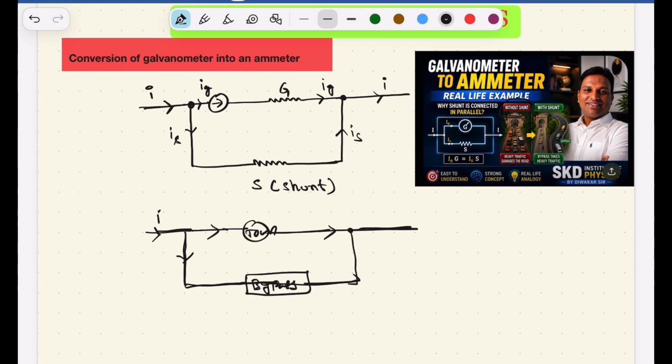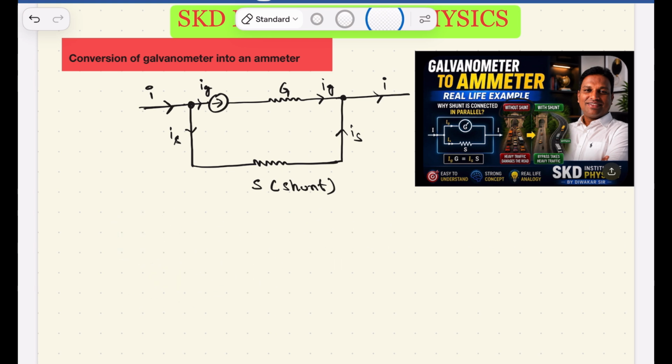Then you can definitely understand why the galvanometer cannot measure a large amount of current. Why do we connect the shunt resistance? By connecting a shunt resistance, meaning a small resistance, since the resistance is small the current flow in the shunt resistance will be more. That's why heavy vehicles will move to the bypass. That's why the galvanometer, that is a small measuring device, can be converted into the ammeter. Okay, this is an analogy. I hope you understand. Now I will explain this in our physics concepts.